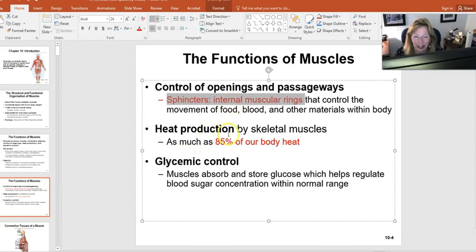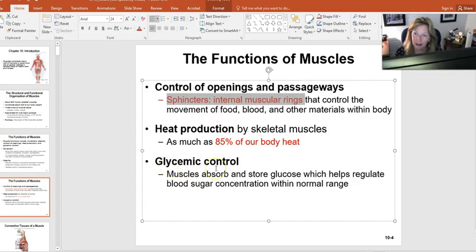function of that. Heat production is also something that's sometimes taken for granted. But if we start to feel cold, our muscles will contract, and it actually helps to produce as much as 85% of our body heat. So thermoregulation is absolutely a huge function of the muscular system.